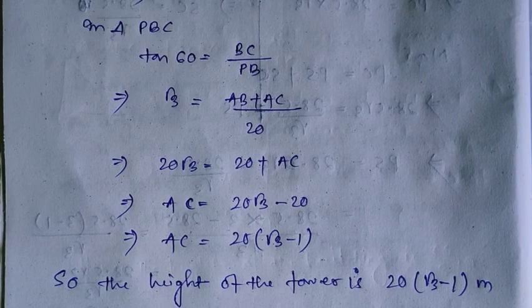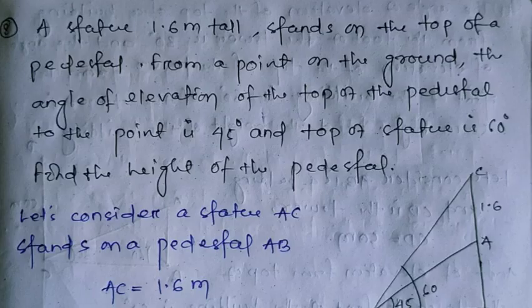So what is AC? AC is the height of the tower. The question asked us for the height of the tower. So we have found the height of the tower is 20 into root 3 minus 1. Understand up to this? Okay, let's go to the next question, question number 8.